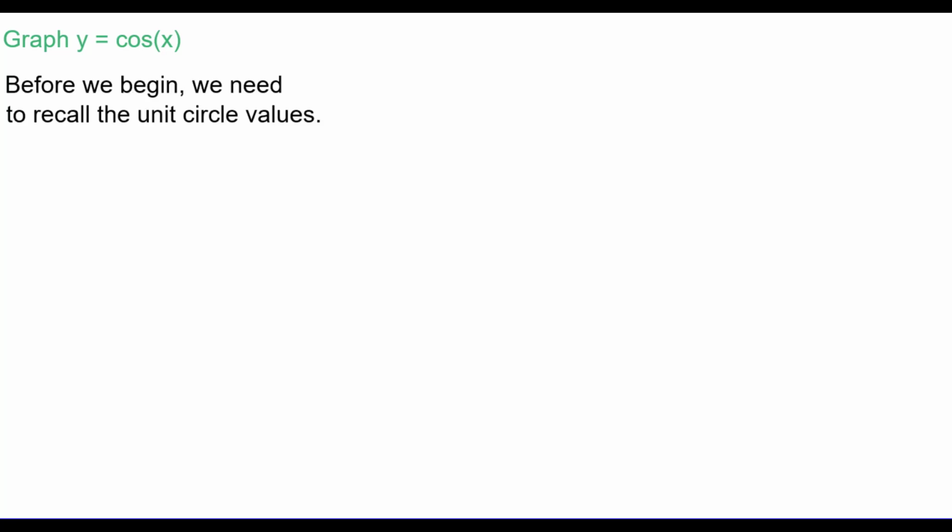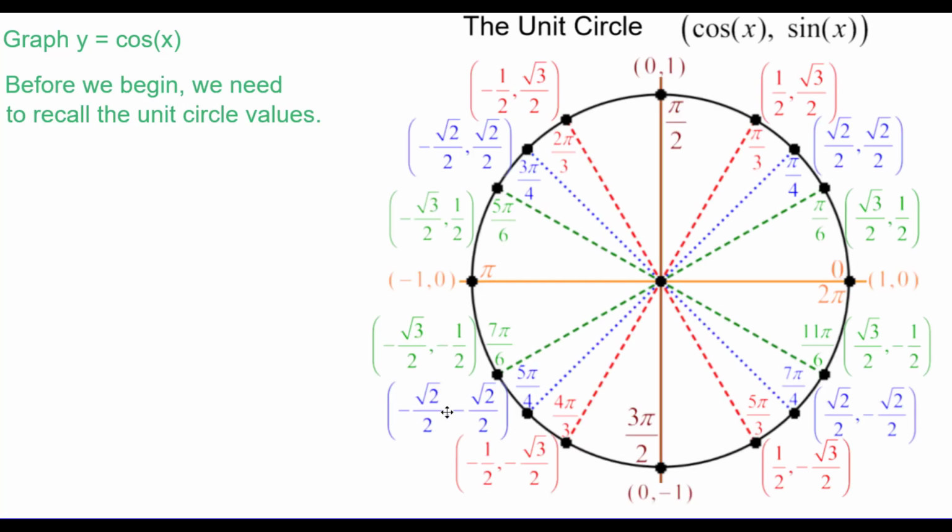Graph y equals the cosine of x. Before we begin, we need to recall the unit circle values, and here they are. Recall that the cosine is the first coordinate of each point here.